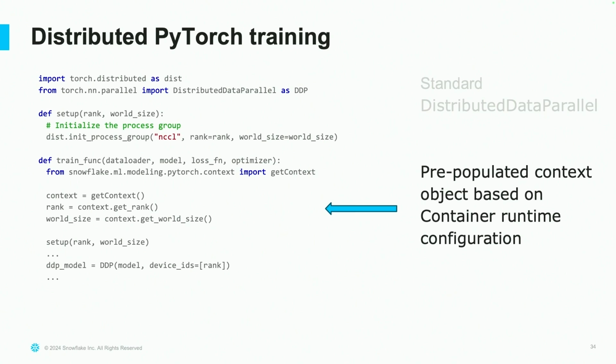So if you're running on, let's say, a 4-node machine, then the world size becomes four times the number of devices that are there. And that's about it, right? You can get the context object, and you can use the context object to populate the right parameters.